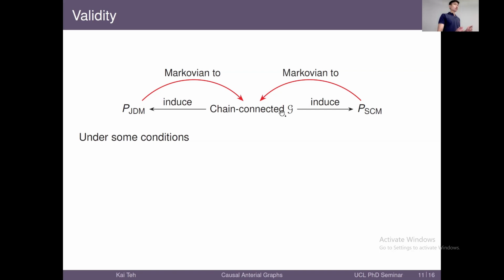Does anyone here know roughly what the Markov property is? Not in the time series sense, but more in the sense that the separations of a graph imply the conditional independence of the distribution the graph is trying to represent. So the independencies of your distributions that the graph is trying to represent are captured by the separations of this chain-connected graph, roughly speaking. Okay. And of course, we need some conditions for this Markov property to hold.